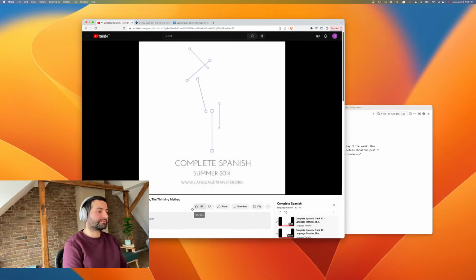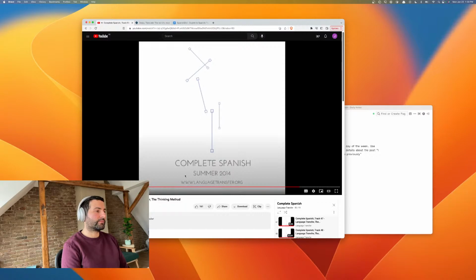So this sounds a little bit more certain when you use the future. Me quedo por 3 días, I'm staying for 3 days. Me quedaré por 3 días, I will stay for 3 days. How would you say I would stay for 3 days? Me quedaría por tres días.